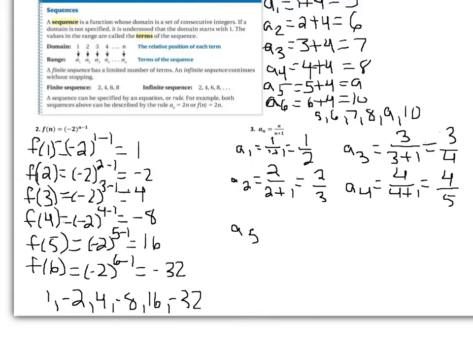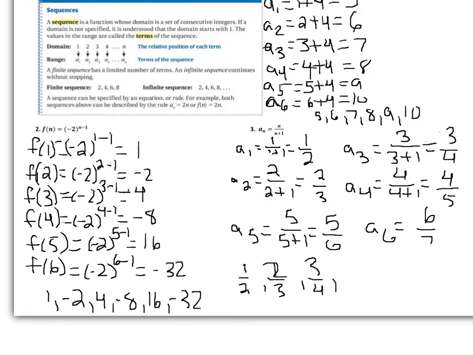A sub 5, 5 over 5 plus 1, 5/6. Hopefully you start seeing the pattern here. A sub 6, 6 over 7. If you look at this, the top number is always increased by 1, and so is the bottom number. So our final answer here: 1/2, 2/3, 3/4, 4/5, 5/6, 6/7. The top was increasing by 1. The bottom was also increasing by 1, but it started 1 ahead. Okay?